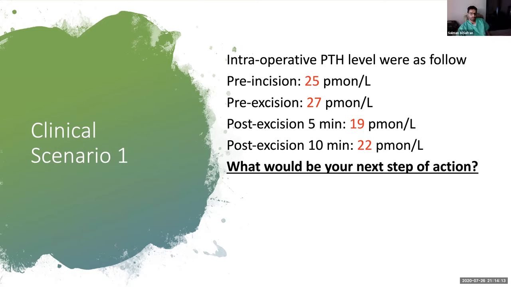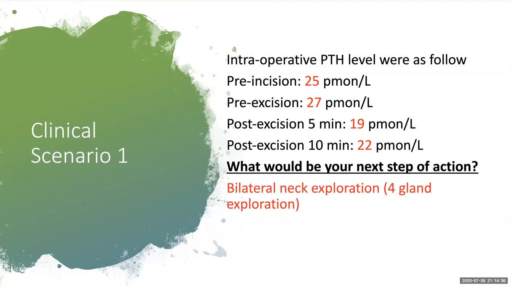So what would be your next step? You said you want to send for frozen section? Yes. You send for frozen section and it's not parathyroid. What would you do next? So I will do a bilateral neck exploration, looking for an ectopic functioning parathyroid adenoma. And also I will explore the other glands.